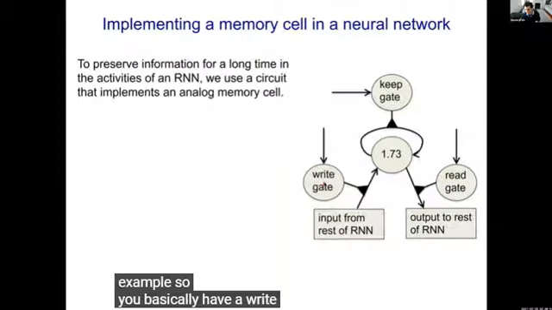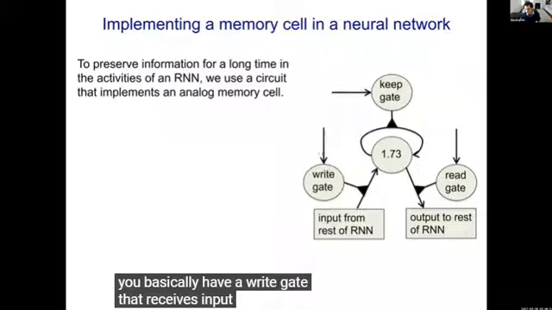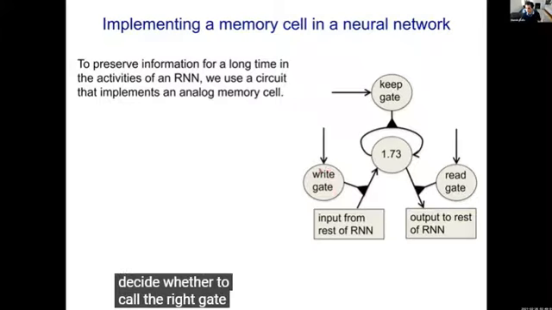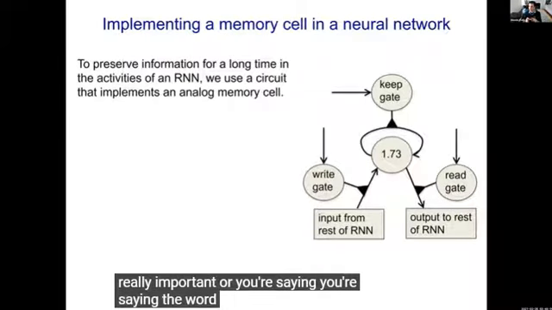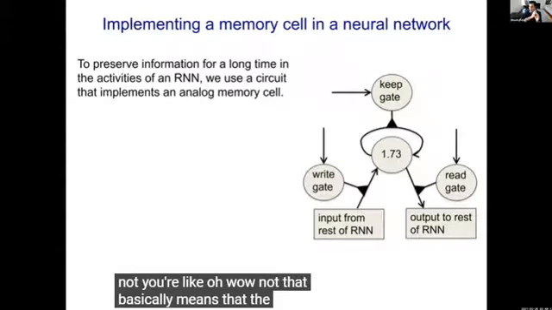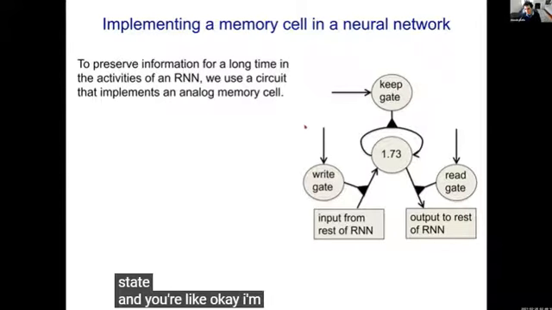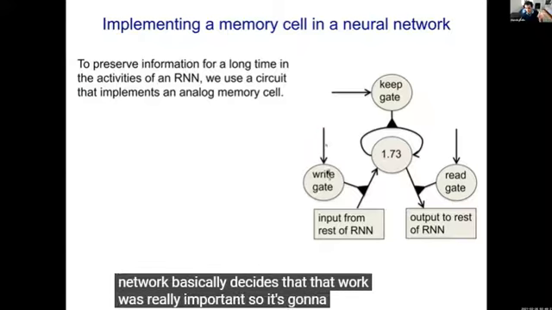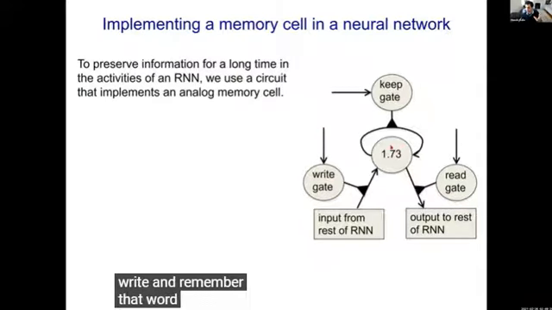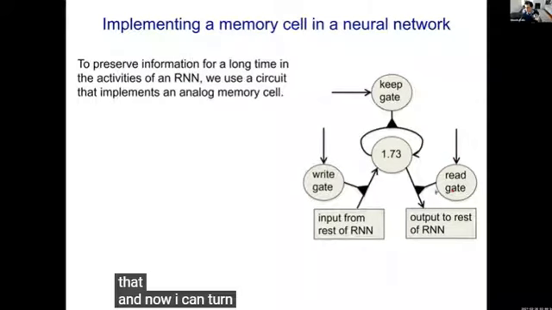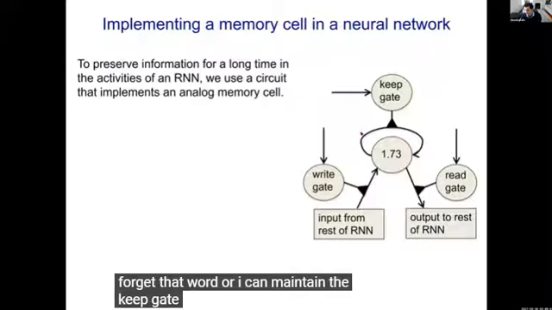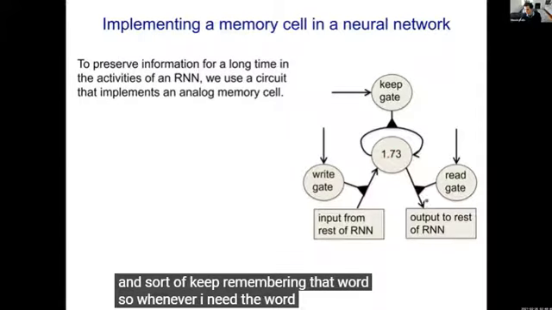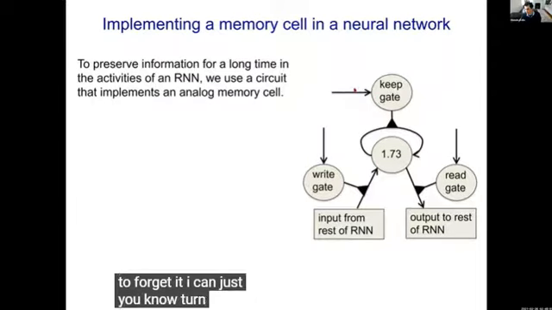So you have a write gate that receives input, and you decide whether to open the write gate based on the rest of the information inside the network. So you're seeing a word that's really important, or you're seeing the word not. You're like, oh, wow, not. That means that for the rest of the sentence, I better remember that not state. The network decides that that word was really important, so it's going to write and remember that word. And then eventually it will decide, okay, now there's a period, I can stop remembering that. And now I can turn on the read gate, for example, and forget that word. Or I can maintain the keep gate and keep remembering that word. So whenever I need the word, I can just read it. And whenever I want to forget it, I can just turn off the keep gate.